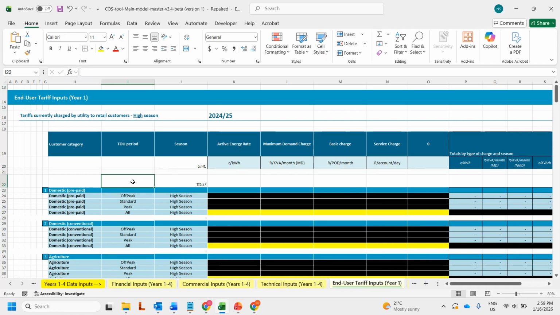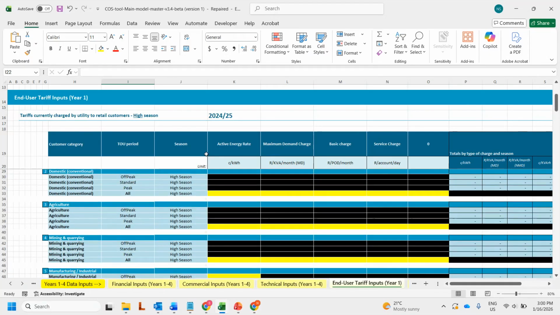And the basic premise of this sheet is that the municipality inputs all of their tariffs that they charge their customers to purchase electricity from the municipality. And we're going to spend a bit of time on this one because it's very important. The cost of supply tool takes the forecasted sales as well as the end user tariffs and multiplies those together to predict what the revenue requirement will be in year two, the year that we're designing tariffs for. So this step is quite important.